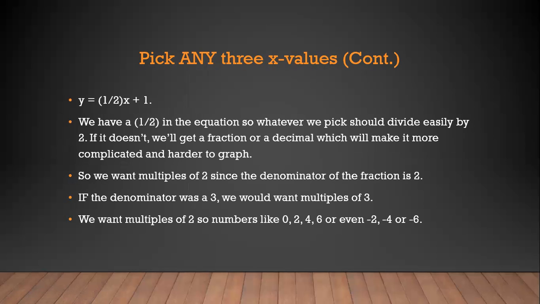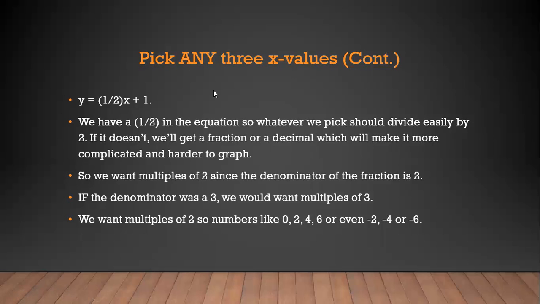If we pick a number like 5, you'll have 5 divided by 2. You'll put it in your calculator, and you'll get 2.5, which is a decimal. And that's going to make a whole lot of problems. We want to make this as easy as possible, so we don't want things that give us decimals. That will not help us. So instead, we want multiples of 2, because multiples of 2 will divide easily by 2.